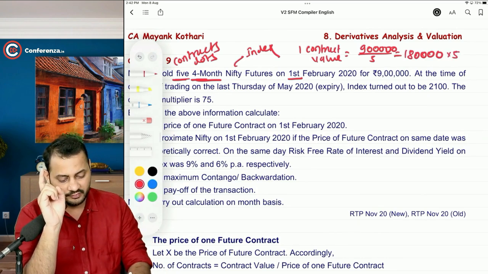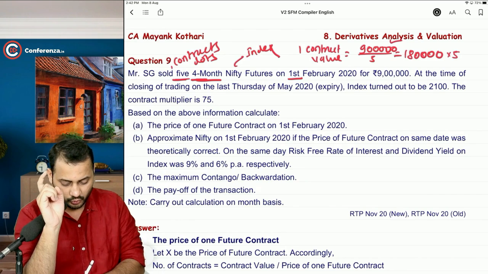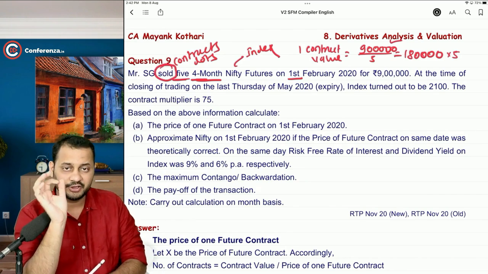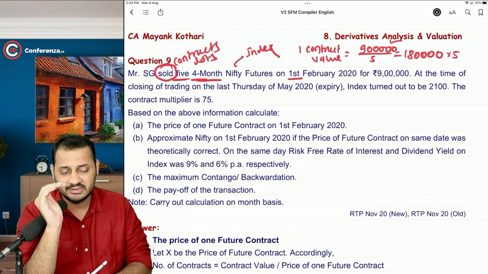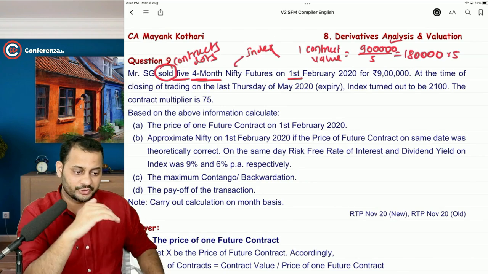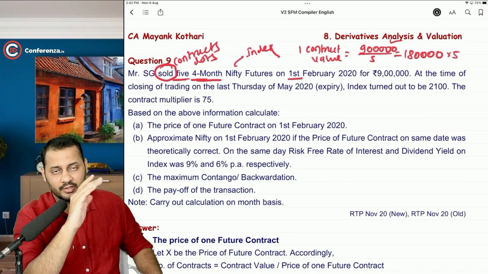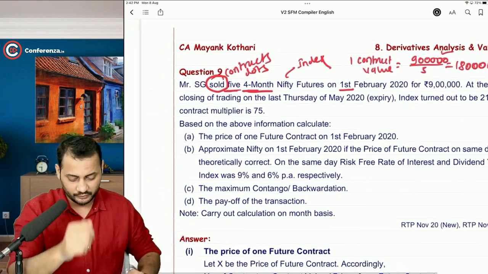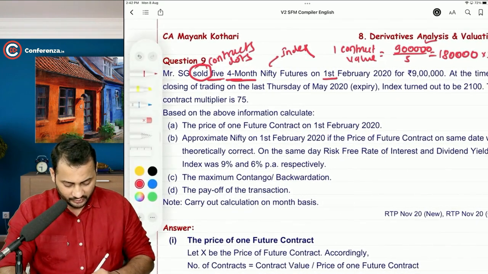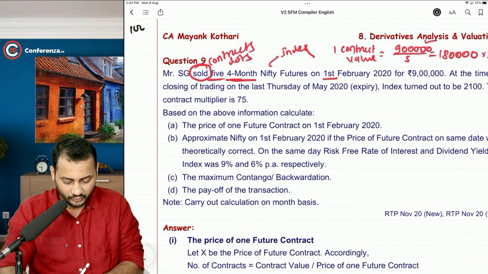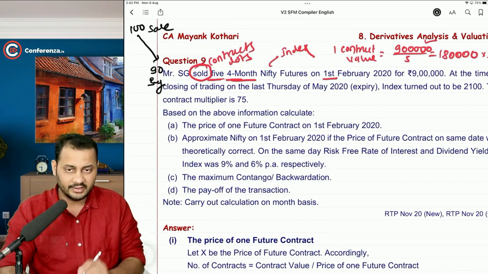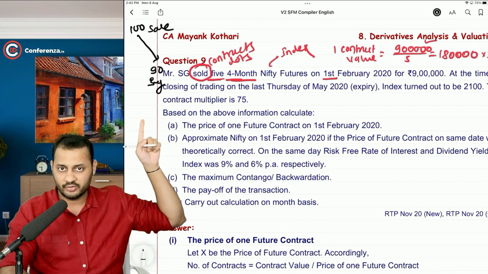1,80,000 into 5, you have sold. See, you have a short position. That means if the prices goes down, you will have a profit. And if it goes up, you will have a loss. Why? I will tell you. You enter into a short position only when you assume that the market price is going to fall. You will sell it at the beginning, you will buy it at the end to result it into profit.